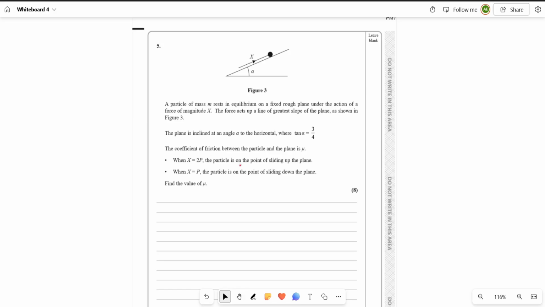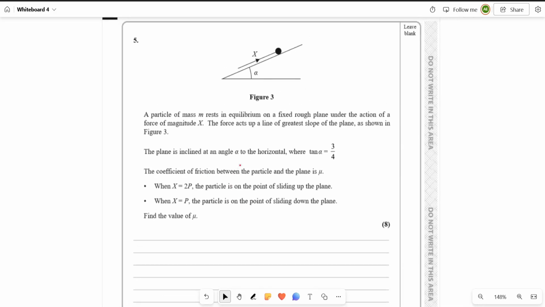Let's start by reading the question. It looks like we have an inclined plane. So it says a particle of mass m, we're not given the actual mass, rests in equilibrium on a fixed rough plane. What does rough tell me? Answer: if your answer was friction is going to be included, then you are correct. So the word rough tells me that there will be friction included.